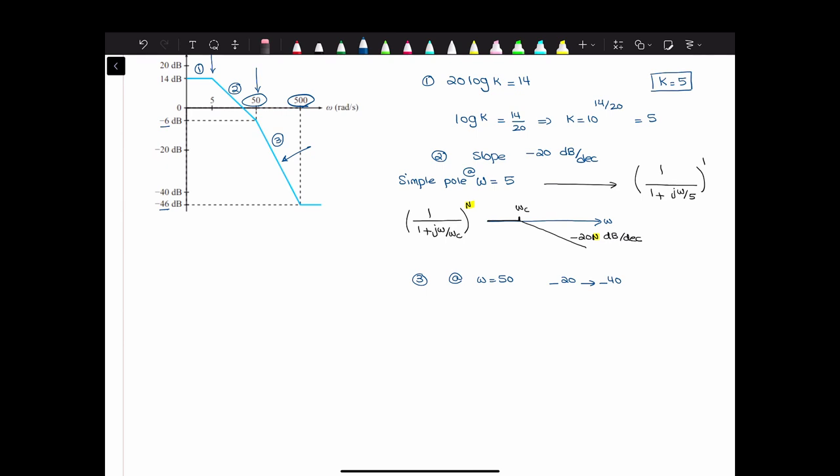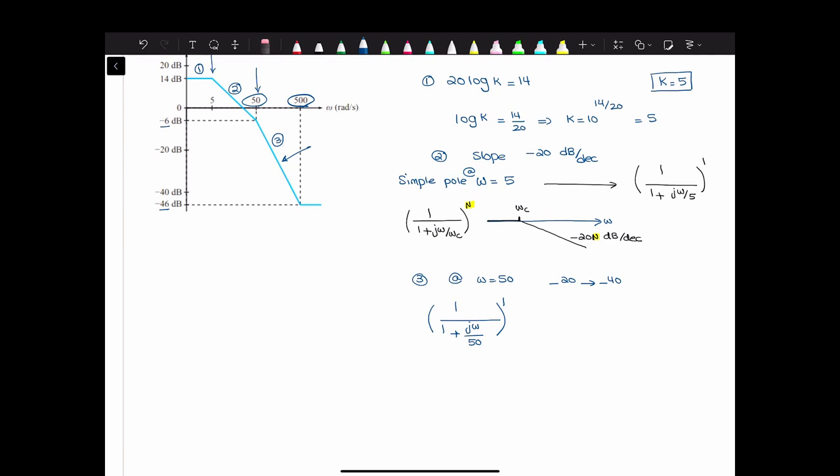The other pole that we have would be 1 over 1 plus j omega over the omega c that we have, which is 50, again to the power of 1. Why to the power of 1? Because in part 2, we had negative 20, and in part 3, we had negative 40. So technically the slope increased by negative 20 decibels per decade, right? So that would be to the power of 1.